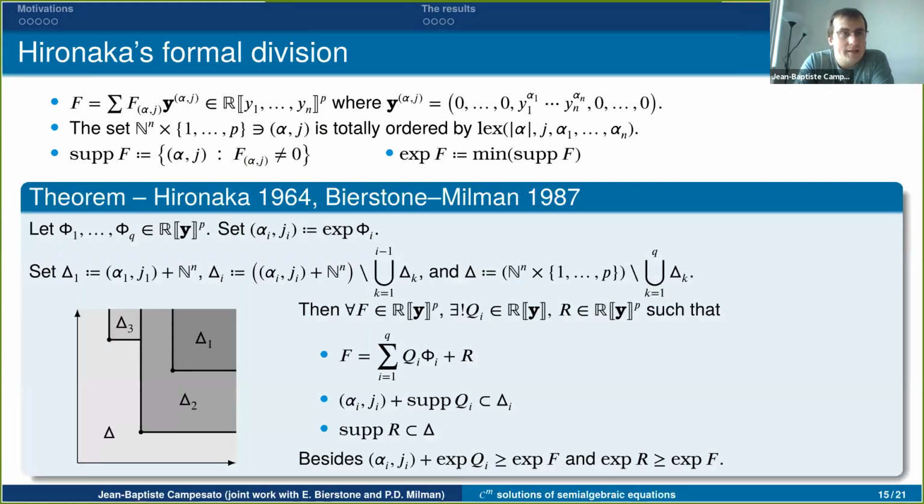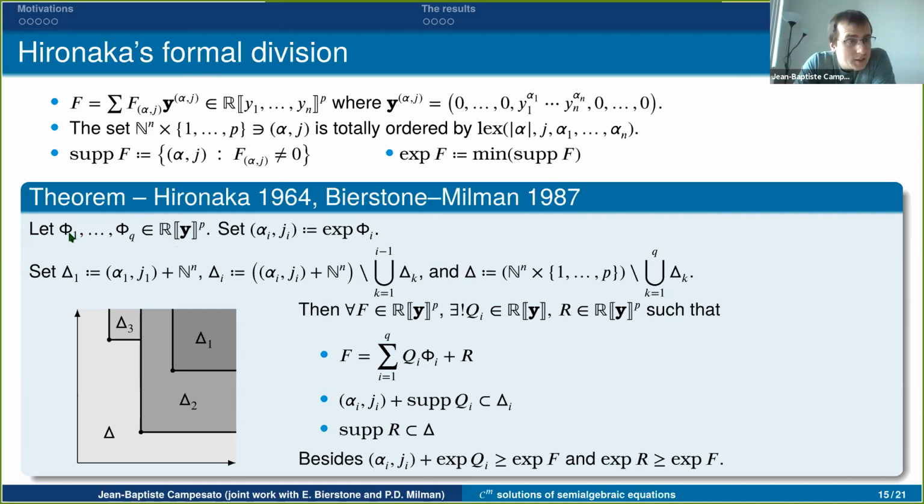Okay, so let me state Hironaka's formal division theorem. We start with vector valued power series, phi 1, phi 2, up to phi q. I'm going to divide with respect to these phi I. And in order to obtain uniqueness, I will use this diagram that I'm going to explain, in order to obtain a condition that will replace the degree condition for the usual Euclidean division.